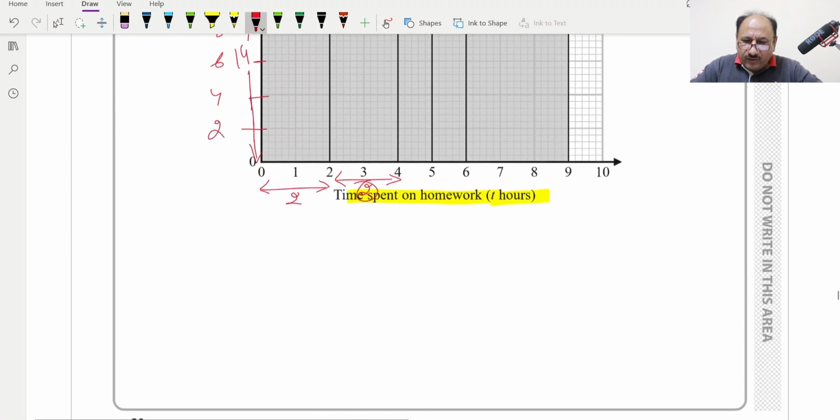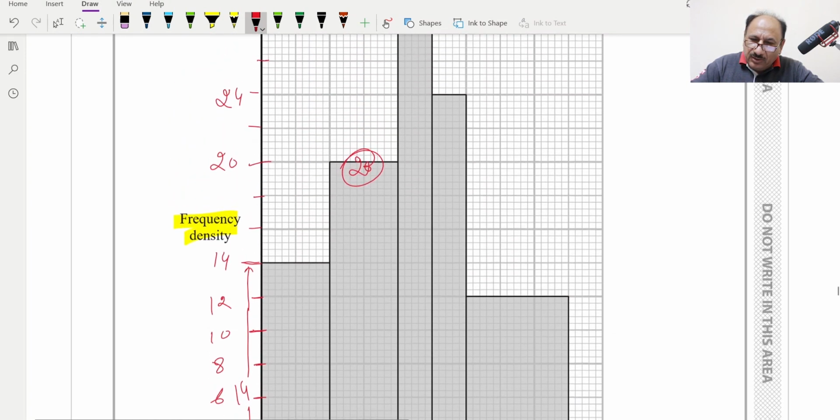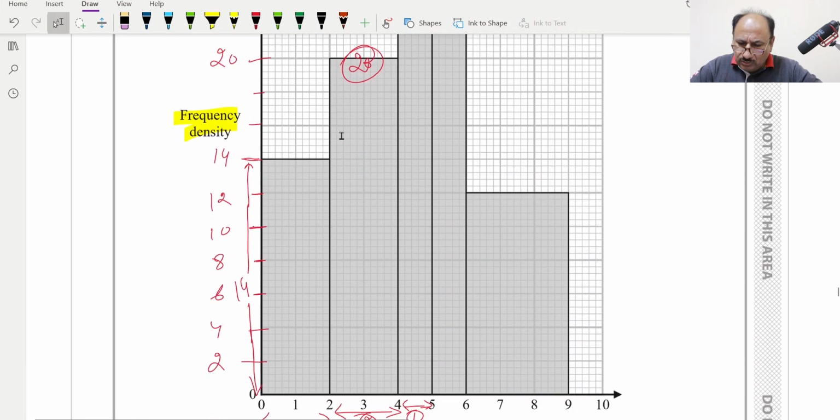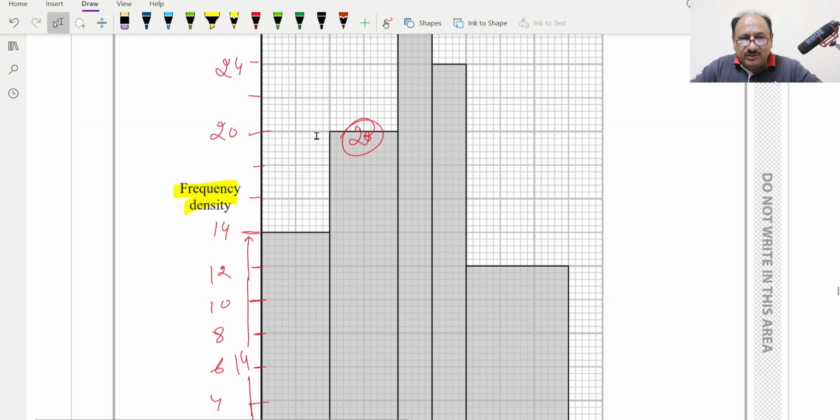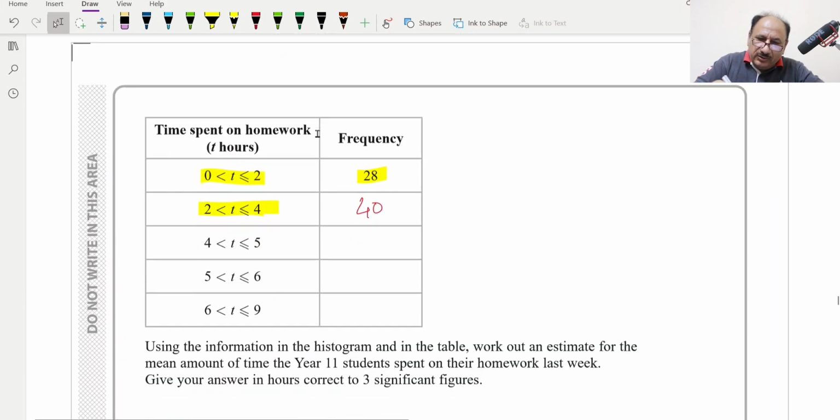And then 4 to 5 will be 1. This width is 1, so 1 will be multiplied by height. Not 24, this way, this height, basically this bar, this one is 30. So 1 multiplied by 30 will be 30. So for this frequency will be 30 over here.